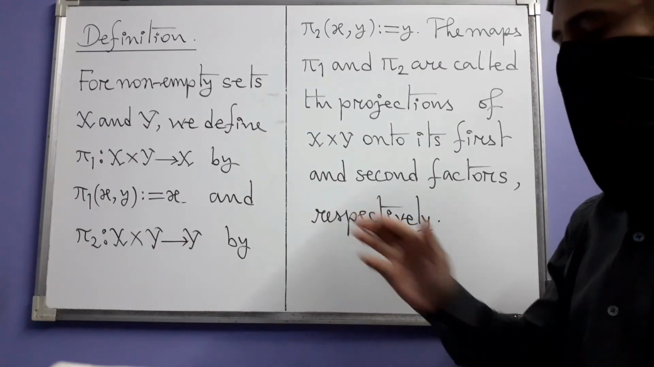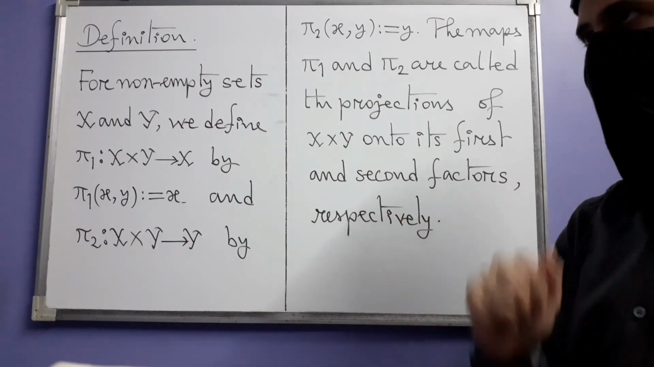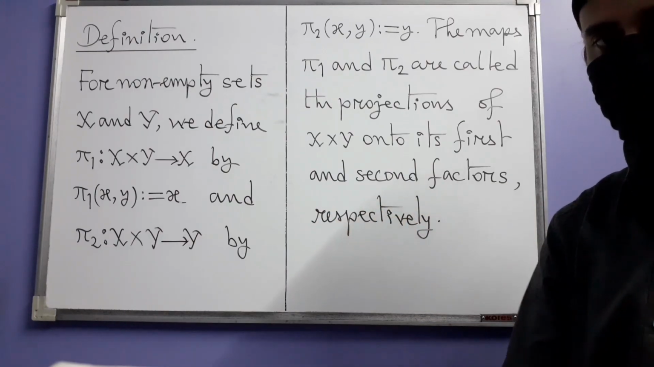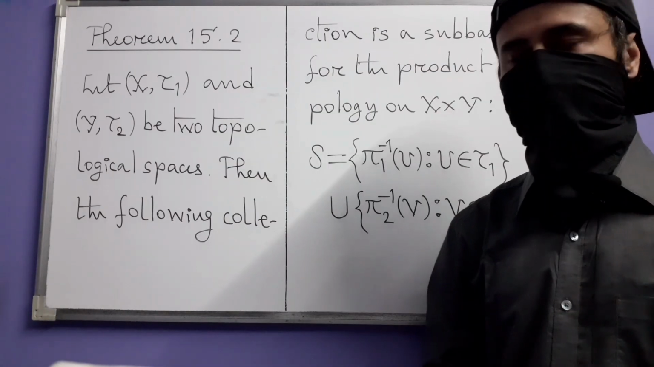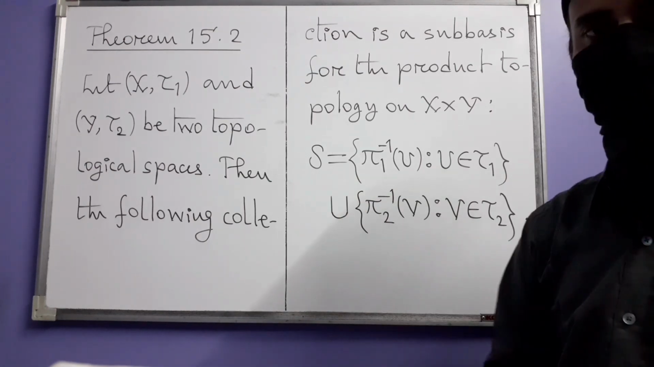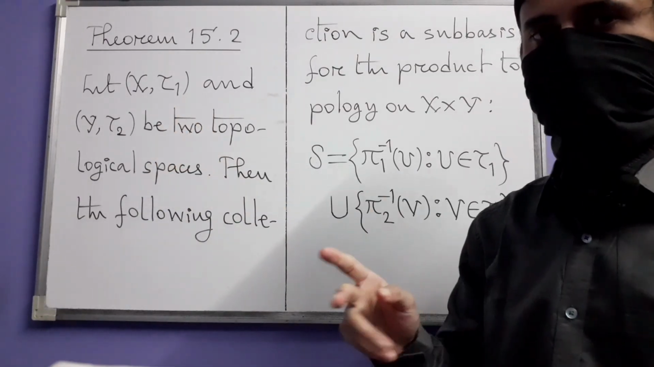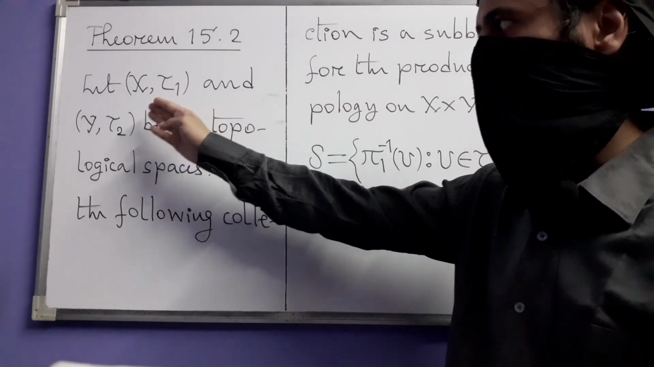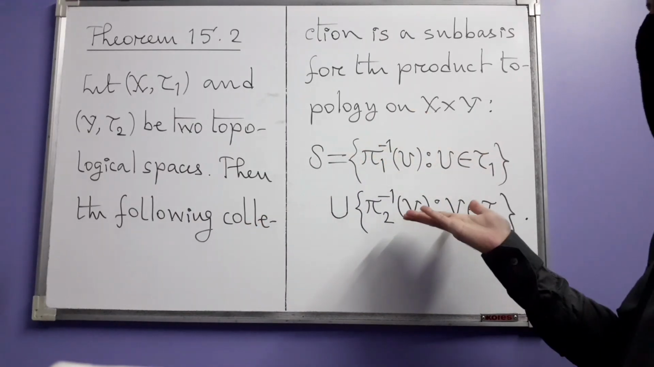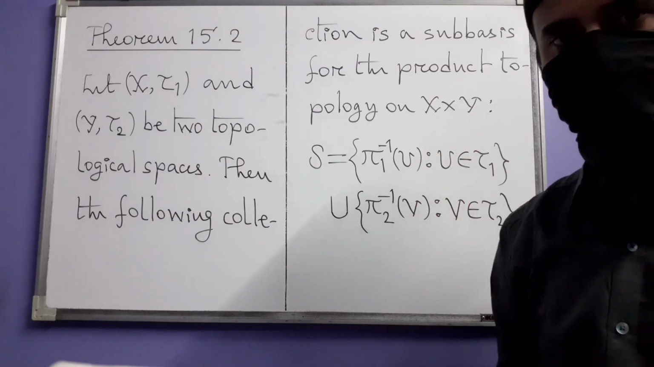And now using pi1 and pi2 we are going to describe a subbasis for the product topology on X times Y, where X and Y are two topological spaces. This is that description of a subbasis in the form of this theorem, Theorem 15.2. Say we have two topological spaces (X, tau1) and (Y, tau2). Then the following collection is a subbasis for the product topology on X times Y.